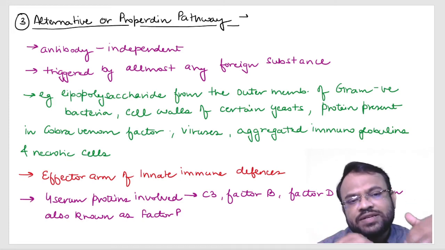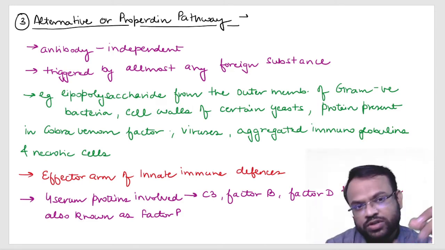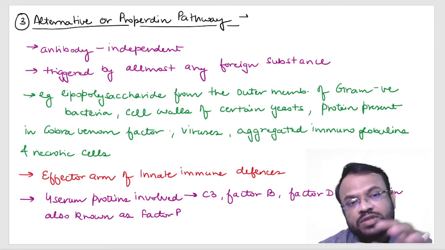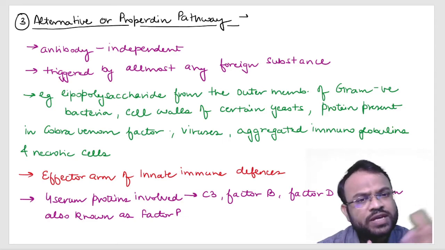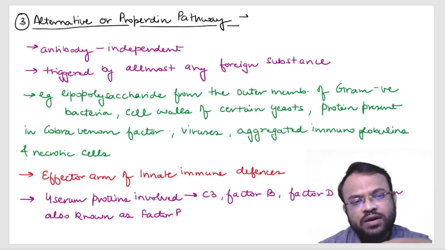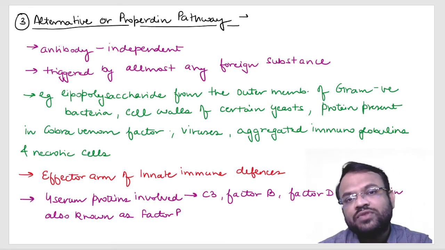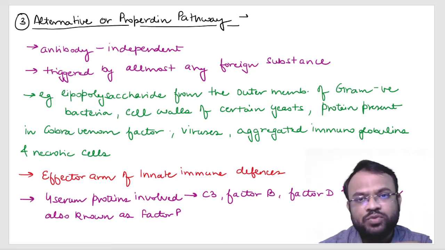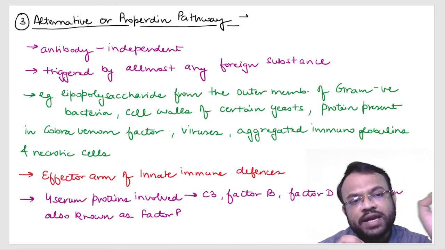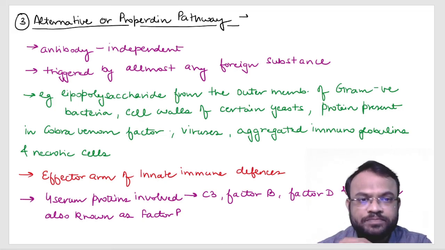But when the scientists thought about this, they realized that there should be some other pathway that would activate the complement system without the aid of antibodies. Is there any system that can activate the complement system without help from antibodies? Yes. Then the concept of this alternative or properdin pathway came into being. The first point on your screen is that it is antibody independent. Why? Because over here no antibody is required.